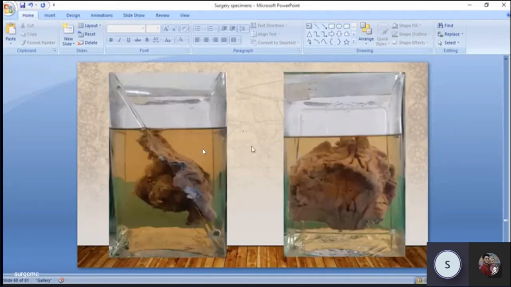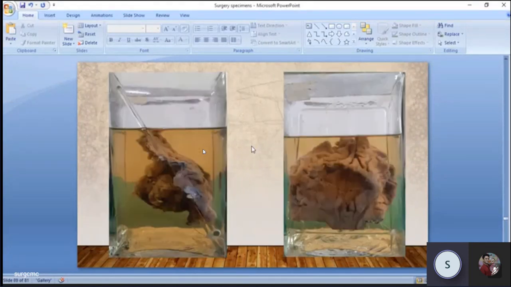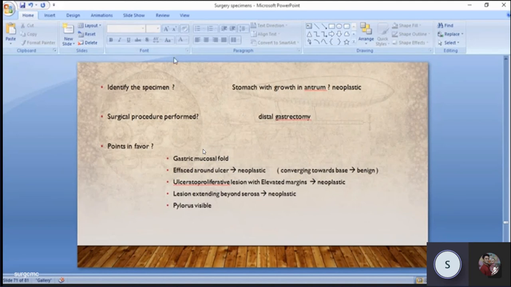So now try to identify this specimen. This is very commonly given in your exam. You can see these folds. By seeing this fold, rugosity, you can identify it. It is a specimen of stomach with growth in the antrum. Usually neoplastic. Why neoplastic? I will say why.